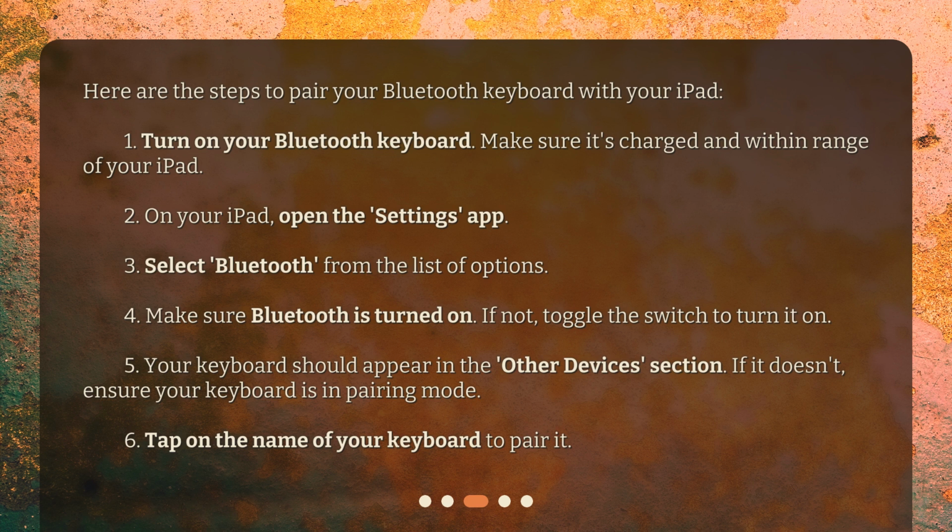5. Your keyboard should appear in the Other Devices section. If it doesn't, ensure your keyboard is in pairing mode. 6. Tap on the name of your keyboard to pair it.